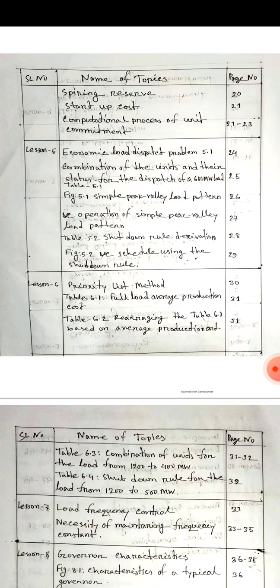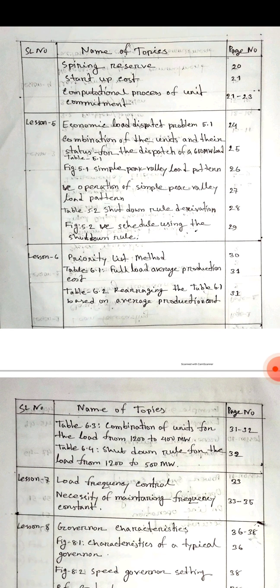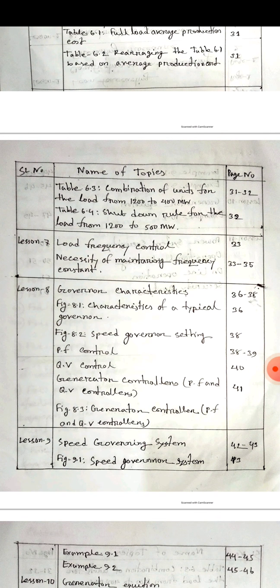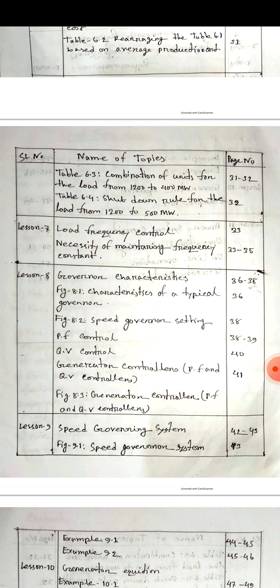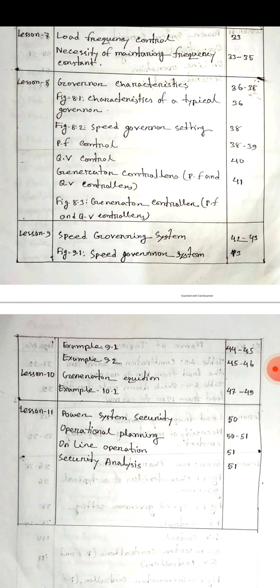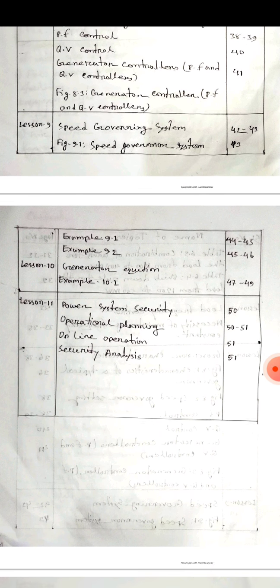And Lesson 6, this topic number and page number. Lesson 7, this is the topic and page number, and Lesson 8, topics and page number serially. Lesson 9, topics, page number. Lesson 10, this topic and page number, and Lesson 11, this topic and page number.